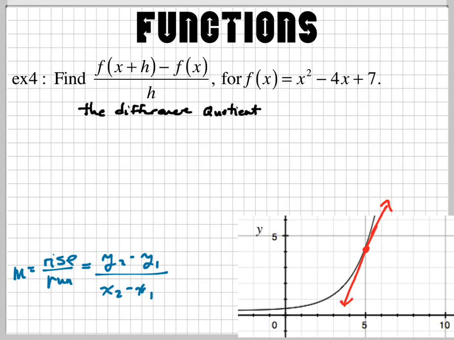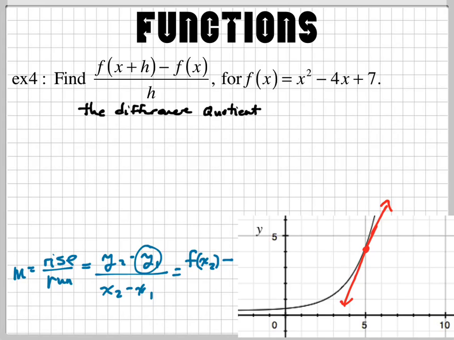Now, I kind of want to write this differently. I want to use function notation. So, instead of saying y2, can I say f of x2? Does that equal y2? If I take this x and plug it into the function, it will give me y2, won't it? When you take the x value and plug it into the function, it gives you the y value. So instead of saying y2, we're going to say f of x sub 2. You guys okay with that?